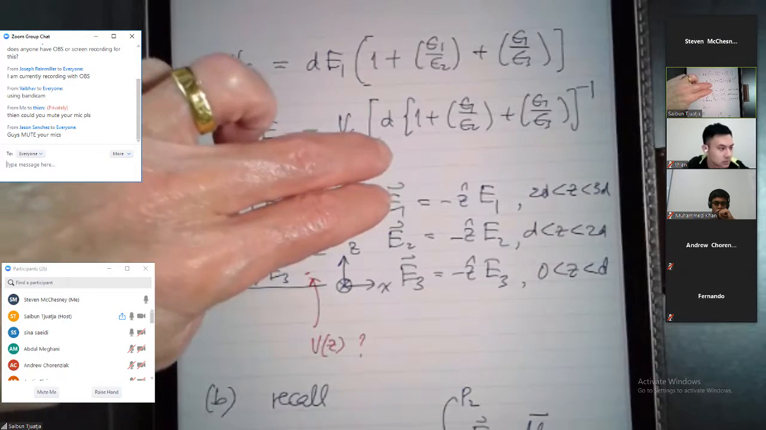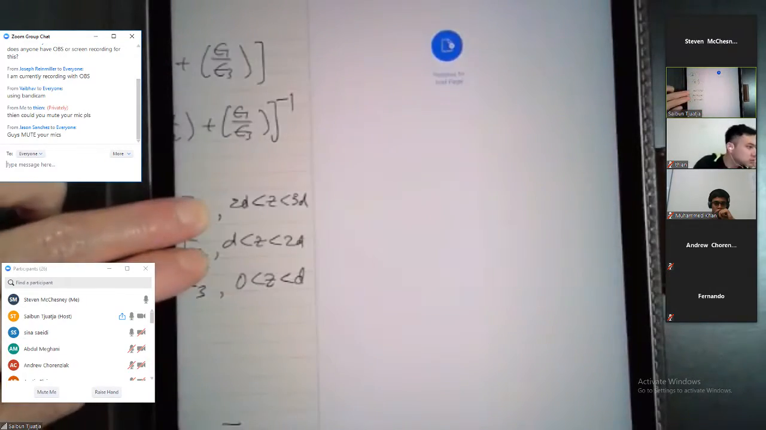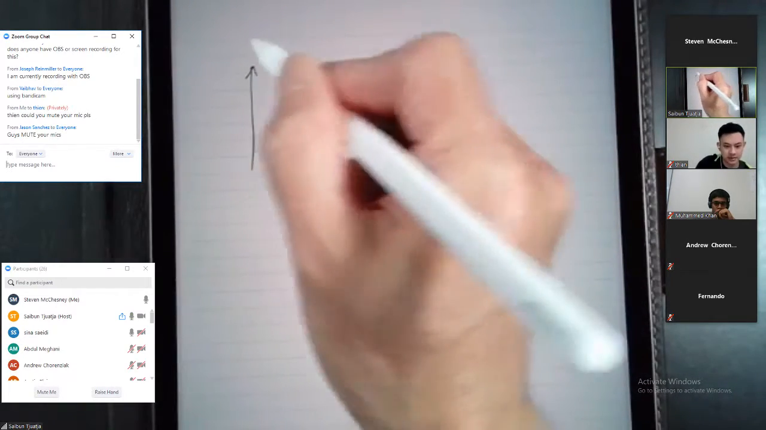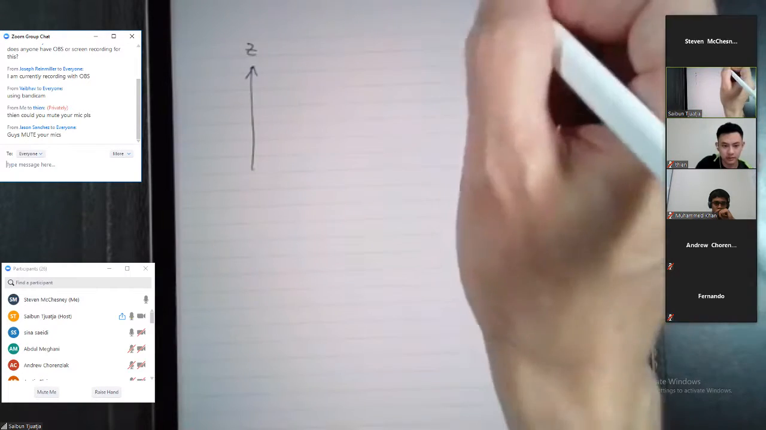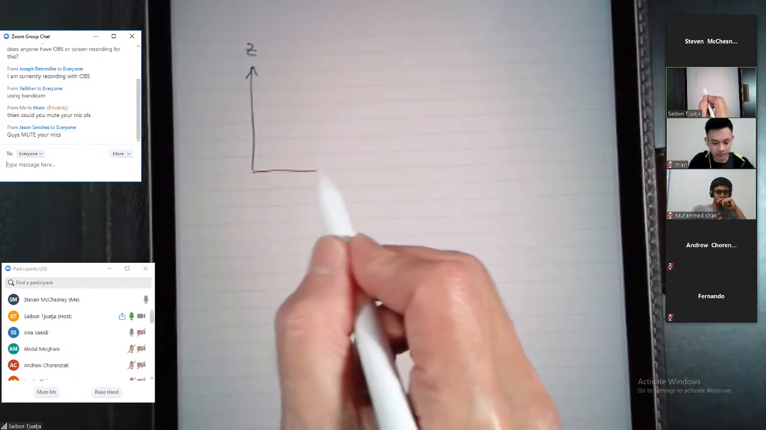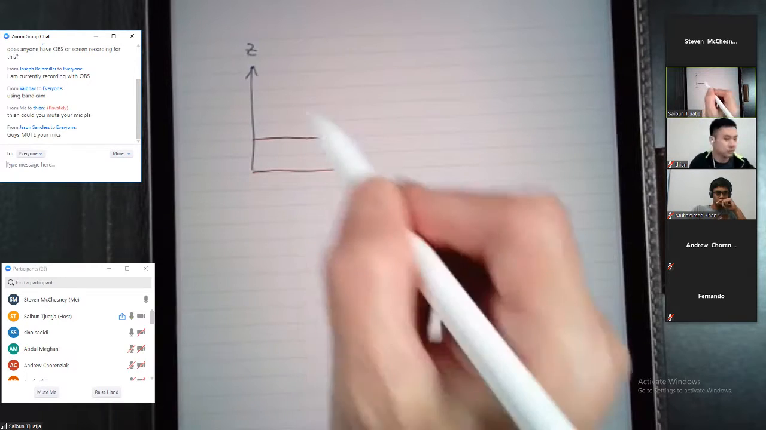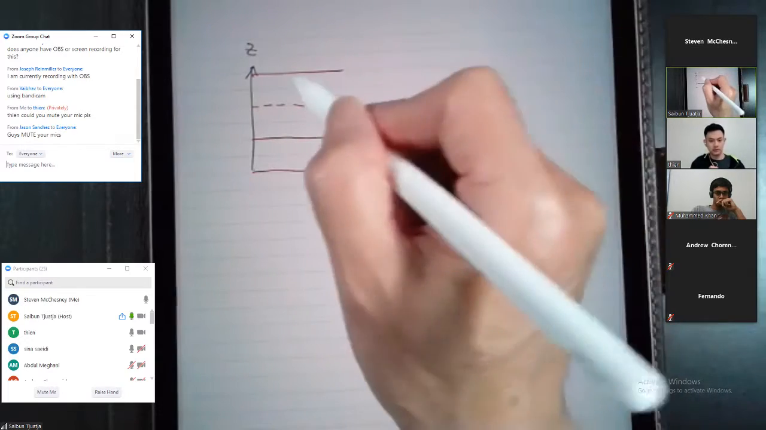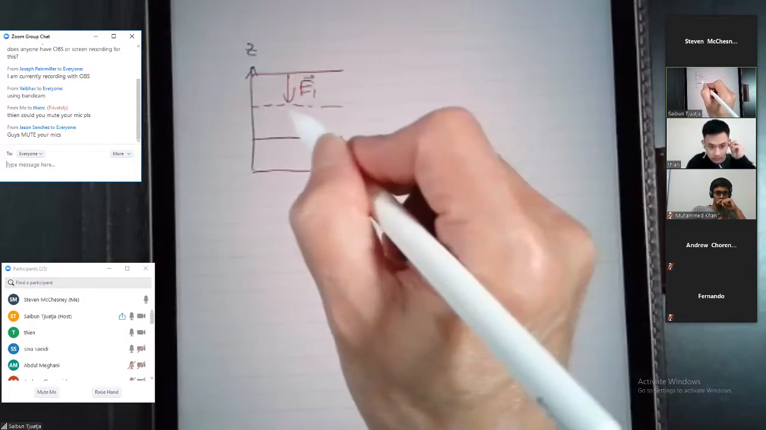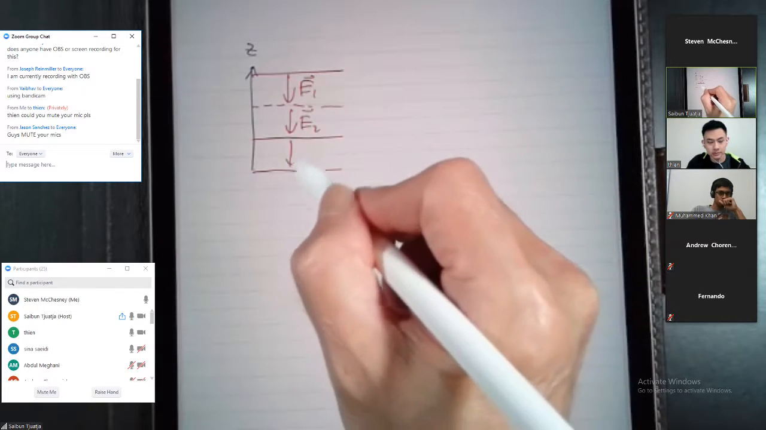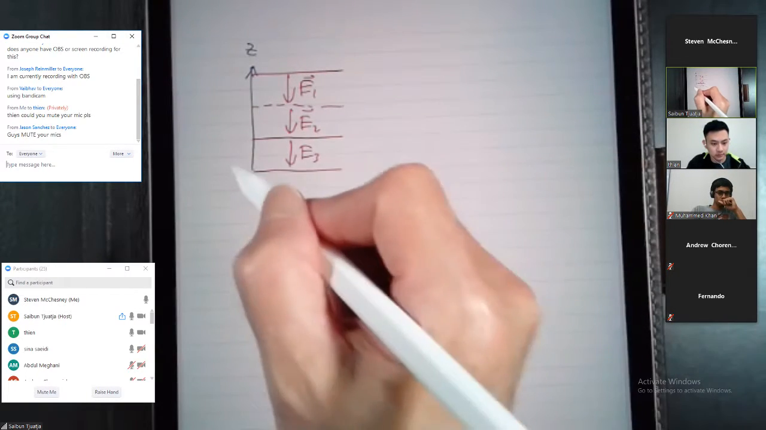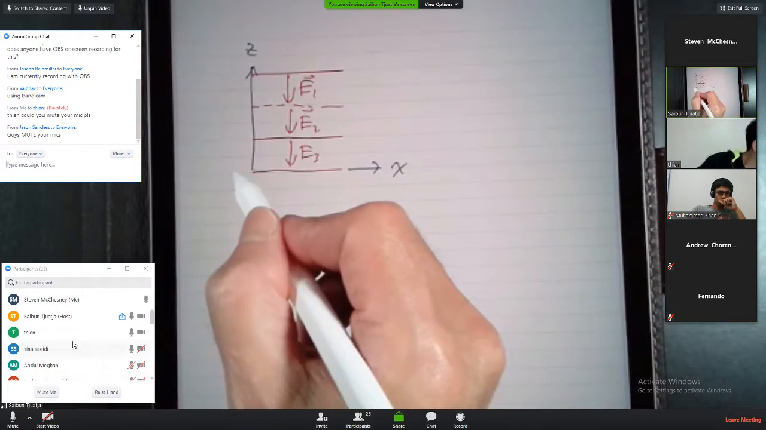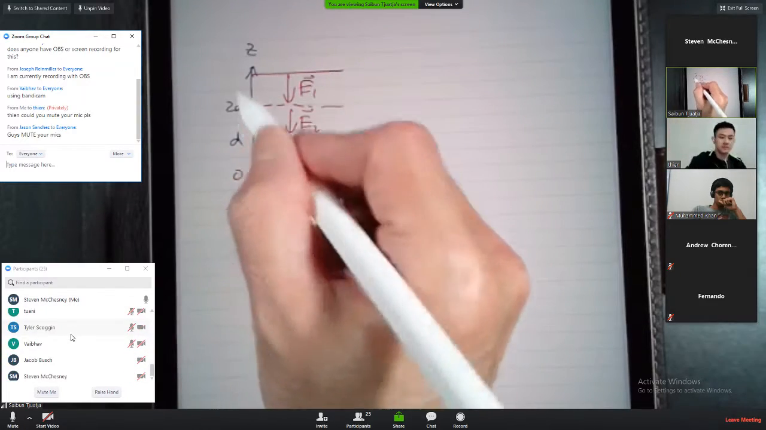So I'm interested, let me redraw this. What we have is this. Now I have, this is my Z. Here's my capacitor. Let me use a different color for the capacitor. So I have here, and then here, and then here, right? Here's my E1 inside here. Here's my E2. Here's my E3. So this is my X. Here's my Z, from 0, d, 2d, 3d, right?